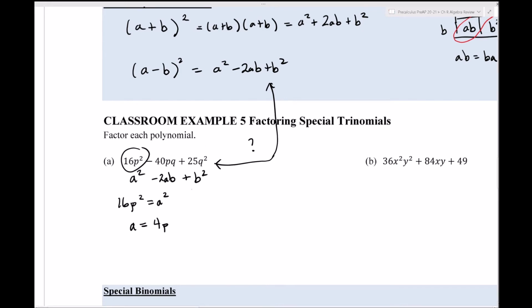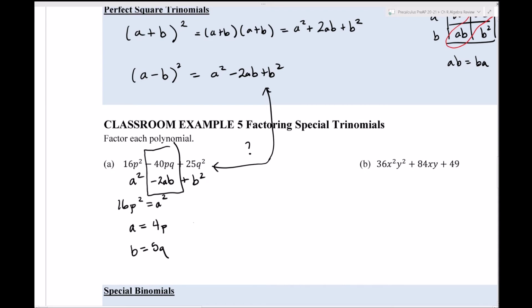We do the same thing with the last term, positive 25q squared. This tells me that B should equal 5q. If I squared 5q, 5q times 5q is 25q squared. So far, that's what A and B should be if this is a perfect candidate for a perfect square trinomial. There's a third condition, the middle term.